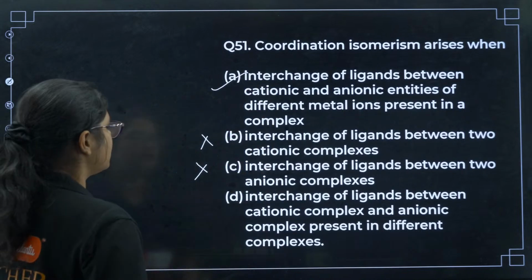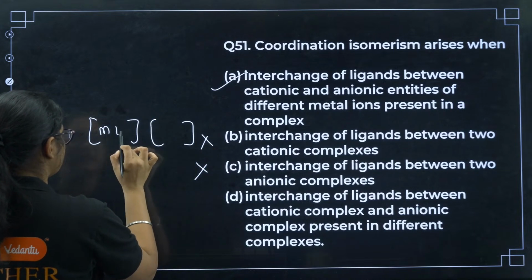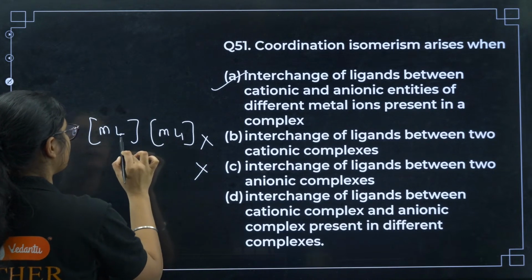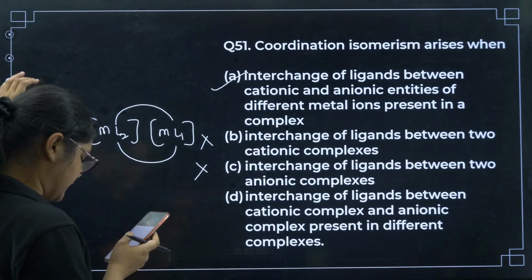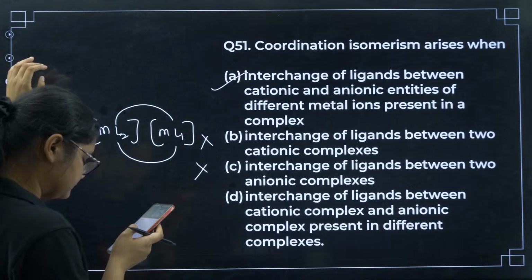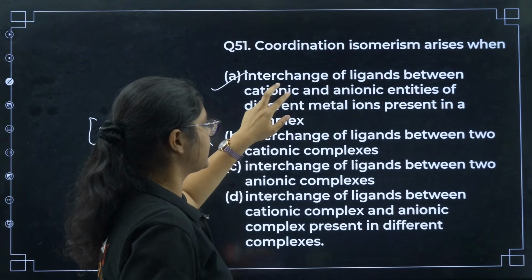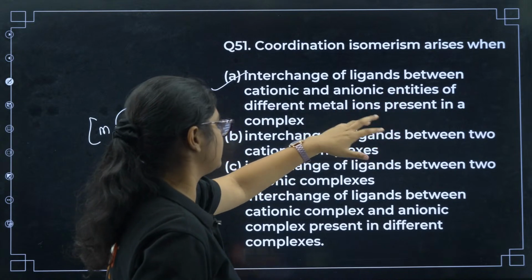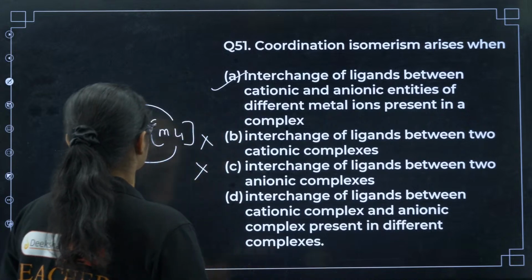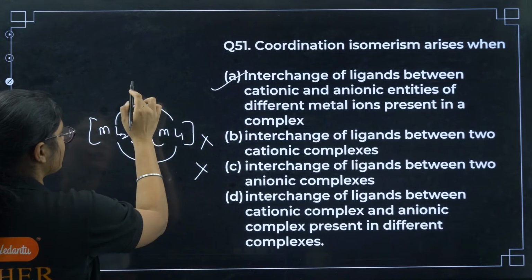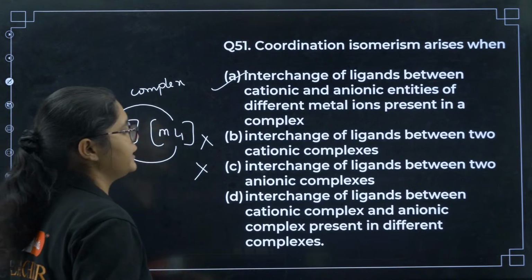So this is one coordination compound, okay. Here we have metal, ligand, ligand 1, ligand 2. Exchange takes place here, okay. Yes, A is the correct answer. Interchange of ligands between the cationic and anionic entities of different metal ions present in a complex. Now see, this is one whole complex, okay. This is one coordination complex. Clear?